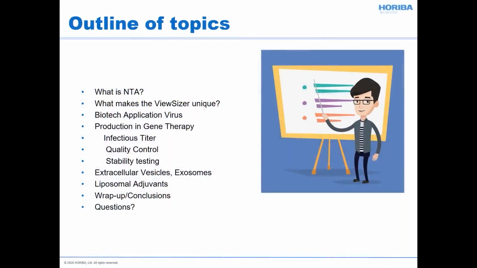A quick outline of what we're going to do today: we're going to talk briefly about what nanoparticle tracking analysis is and why you want to use multiple lasers. Talk about what makes the ViewSizer unique, and then move into how to profit from that. So biotech applications with viruses, production in gene therapy for infectious titer, quality control, stability testing. Moving on to extracellular vesicles and exosomes. Closing with some liposomal adjuvants, since vaccine work seems to be top of everybody's mind these days. And then we'll do a wrap up with conclusions and then a Q&A session.